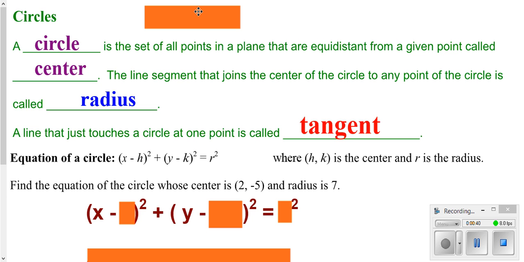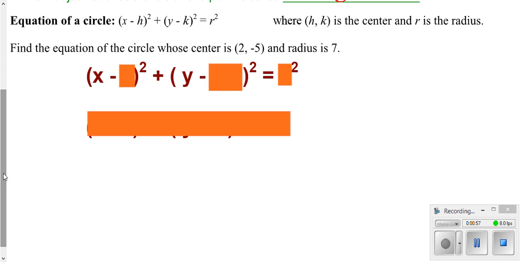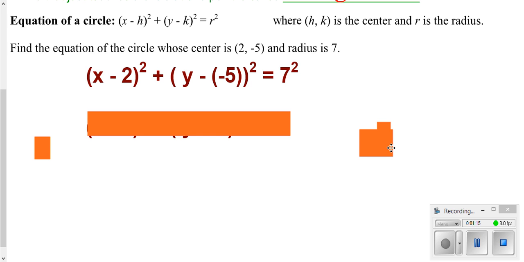Okay, so as we look here, here's the general equation of our circle. (x - h)² + (y - k)² = r². The h and the k represent the center. The r represents our radius. So we're going to use that to write the equation of our circle here. We'll go x minus the x coordinate of our center, which is 2, all in parentheses squared, plus y minus the y coordinate of our center, equals our radius, which is 7, all squared.